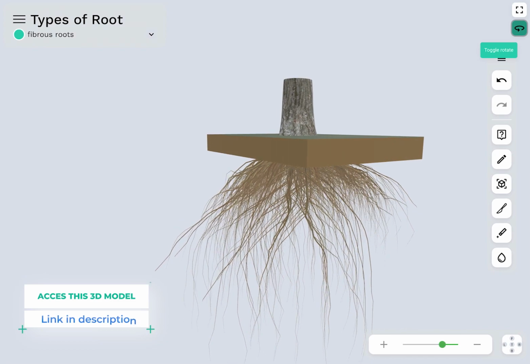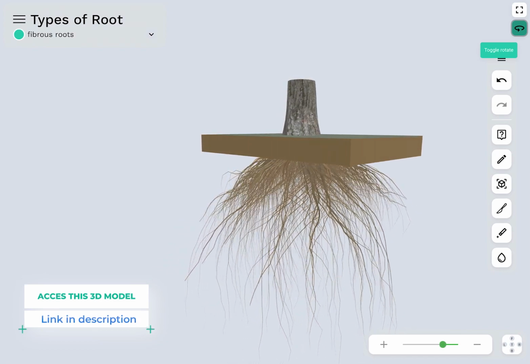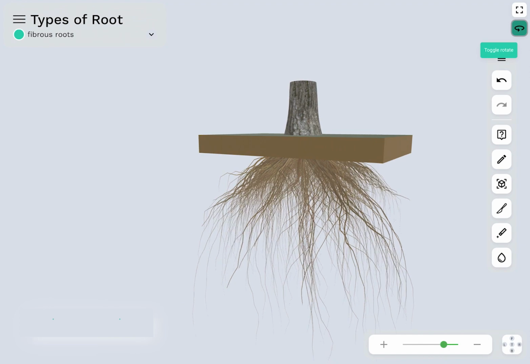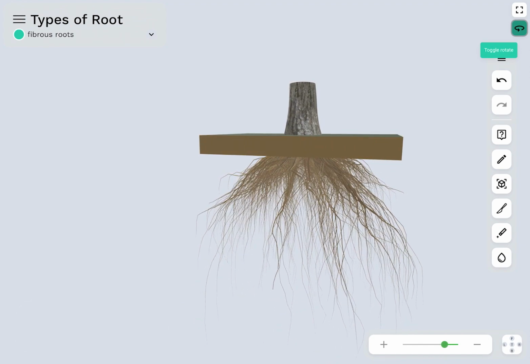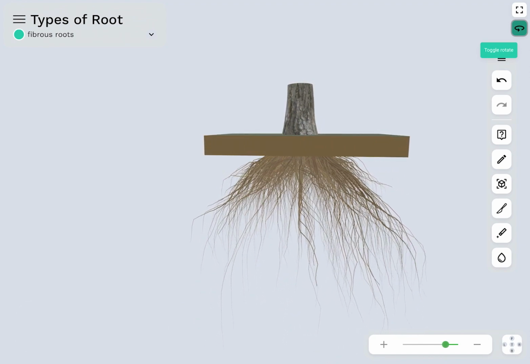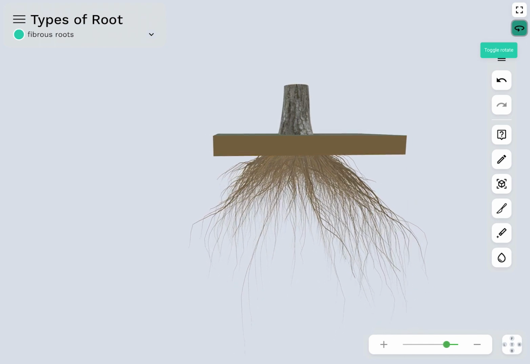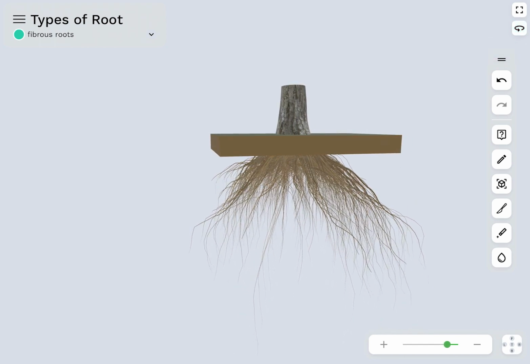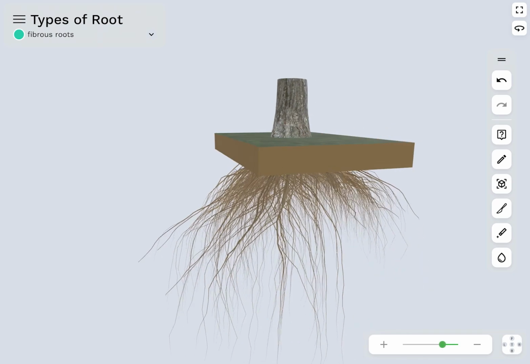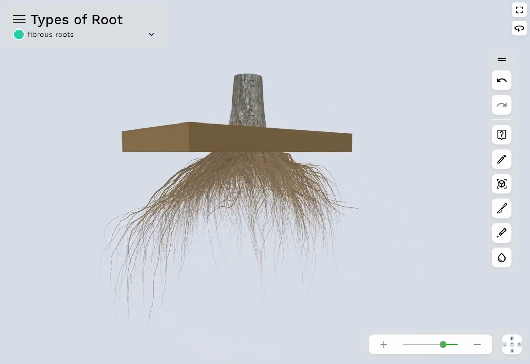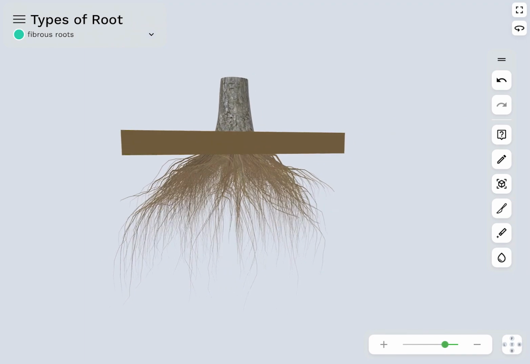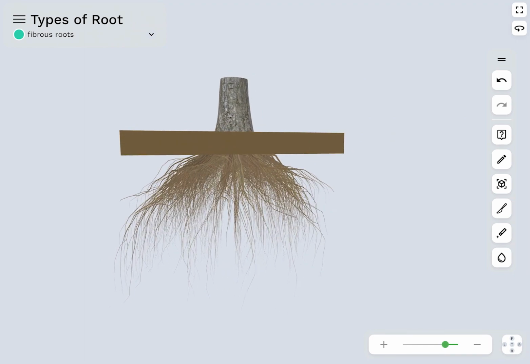All right, so as you can see on your screen, the rotating 3D model of the fibrous root system is being presented, and these roots are so fine and thin. When we rotate it like this, we can see a bushy kind of structure emerging out from the stem part. We will discuss everything about the fibrous root systems in detail, about their origination and also about their modification part.